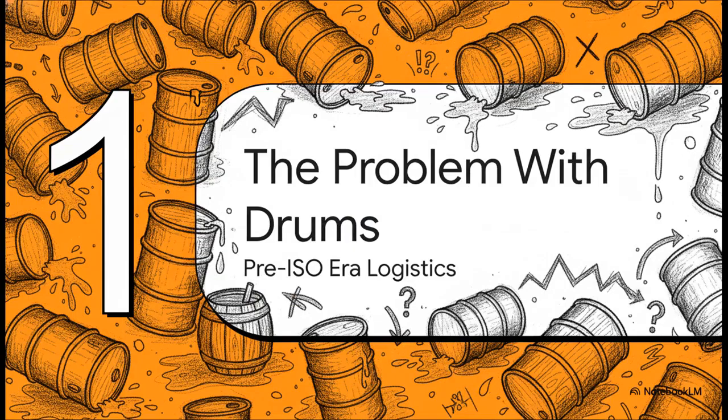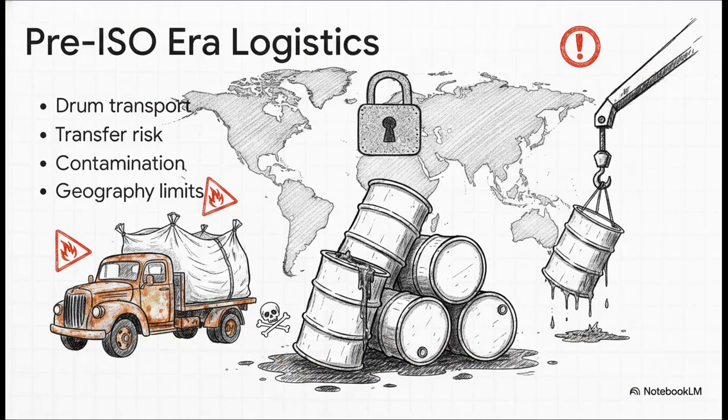Section 1. The problem with drums. Okay, so let's picture what things were like back in the day, before this standardized system existed. Bulk liquids used to move in drums, flexi bags, road tankers, and parcel tankers. And the big issue here was that every single transfer step was a huge risk.